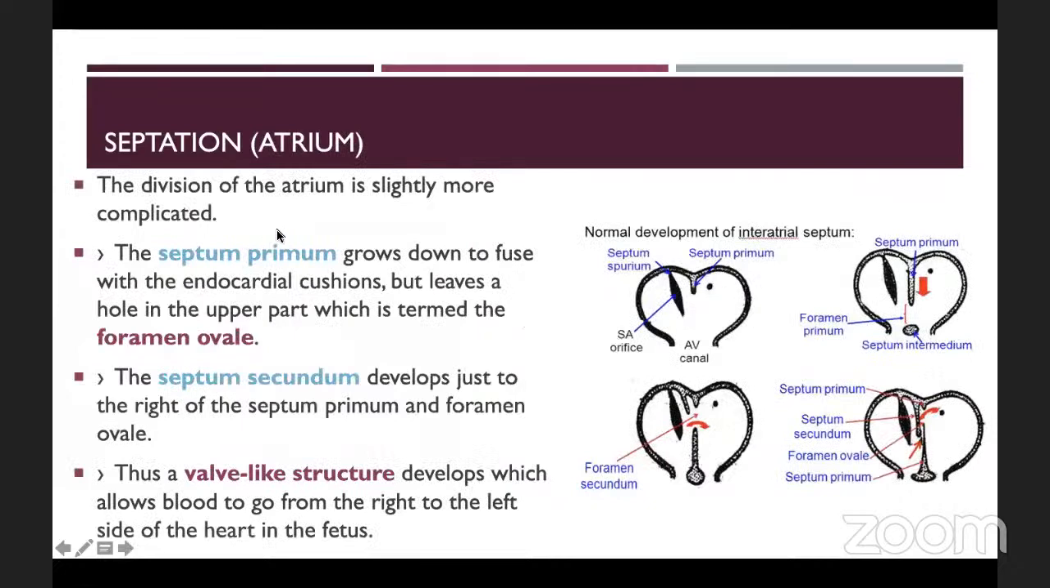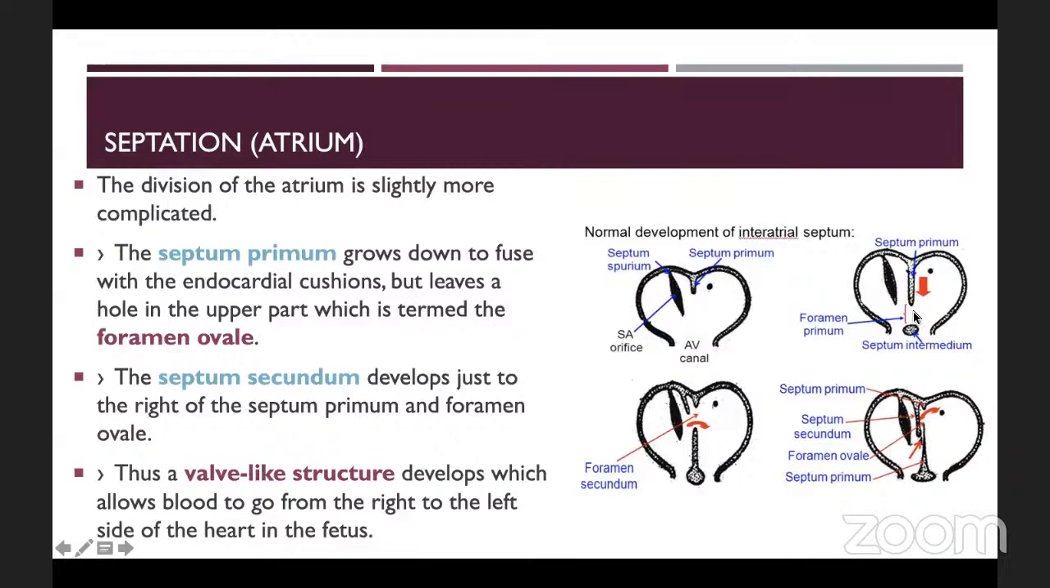The division of the atrium is slightly more complicated. The septum primum grows down to fuse with the endocardial cushion, but leaves a hole in the upper part, which is termed the foramen ovale. We can see it here in this picture.